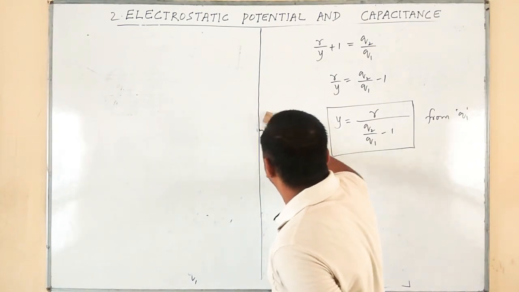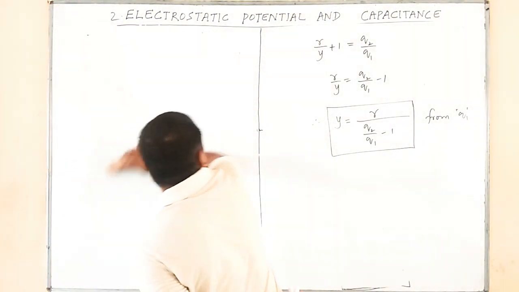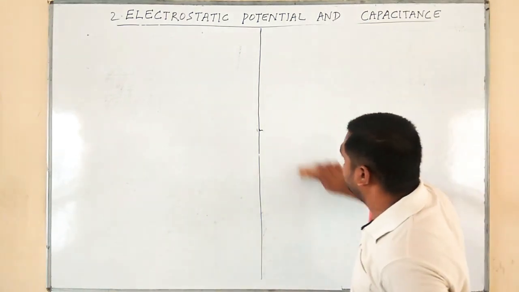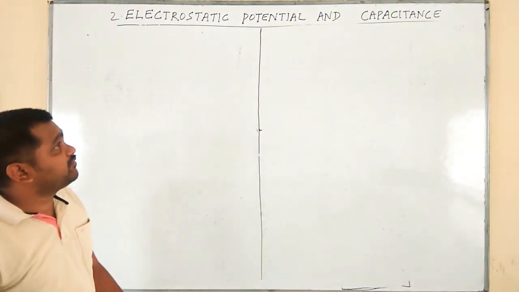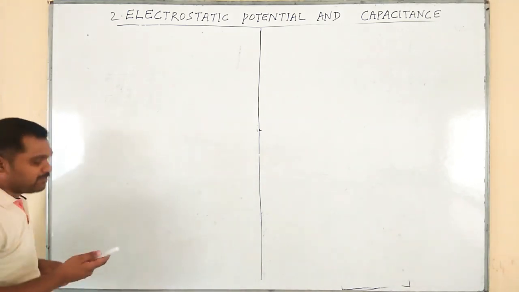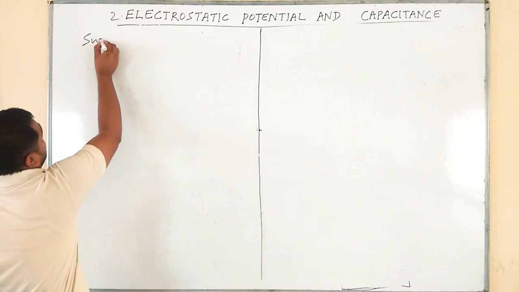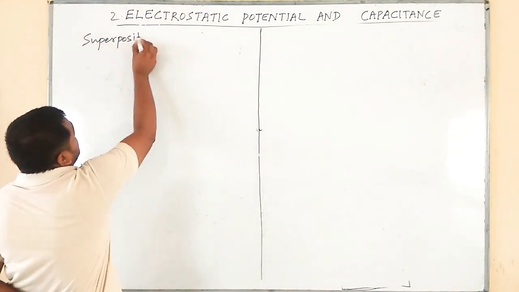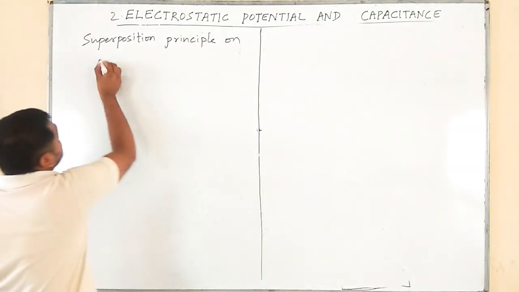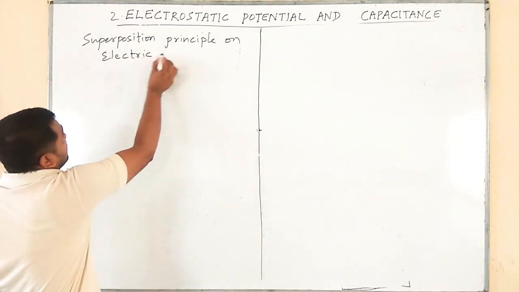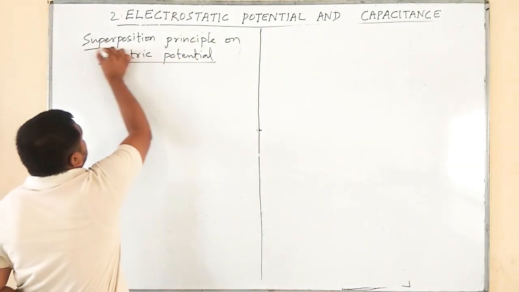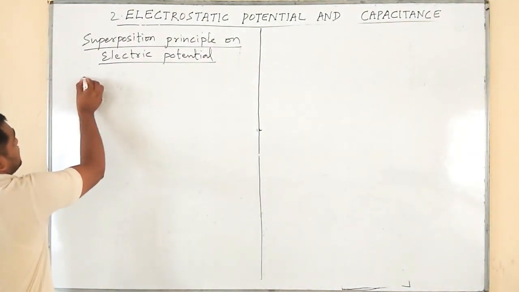Now let us discuss another interesting concept. Just like in the case of electrical force and electrical field, which we have discussed, when a number of point charges are interacting at a place, that is none other than the superposition principle. Superposition principle on electric potential. What does the statement of the superposition principle say?